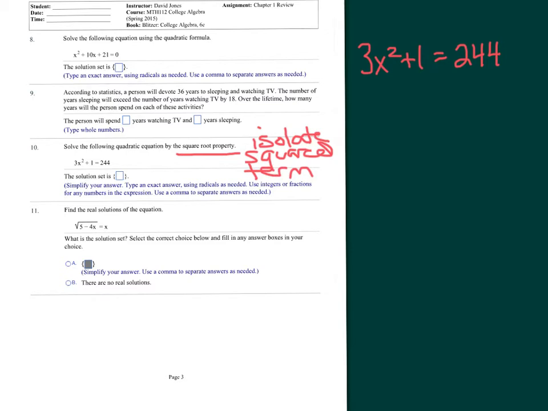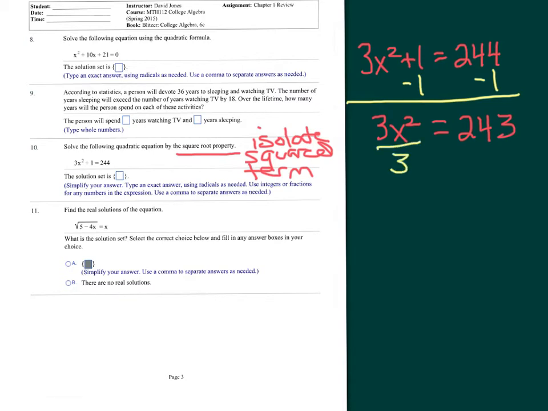So the first thing we do is we subtract 1 from both sides. We've got 3x squared on the left, and then 244 minus 1, 243. Still want to get that squared term by itself, so need to get rid of that 3. So we'll divide both sides by 3. And x squared equals 81.